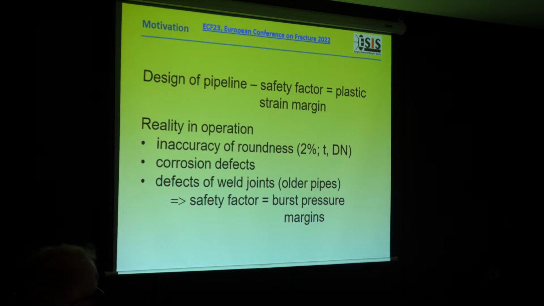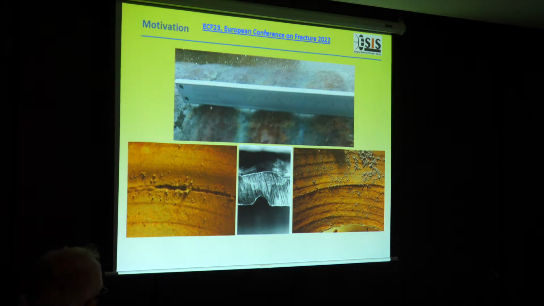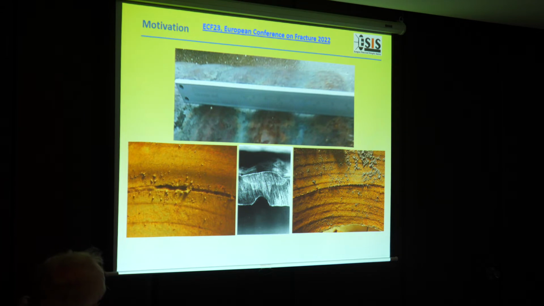Next additional problem is corrosion defects, small, large, and defects on the weld joint. This is reality in all the pipelines. This is the reality affecting the operational safety. A better expression of safety is the safety factor against the burst pressure, not against the elastic or plastic strain. These problems are documented in operation of industrial cases: not an ideal circle, problem with the root of the weld.